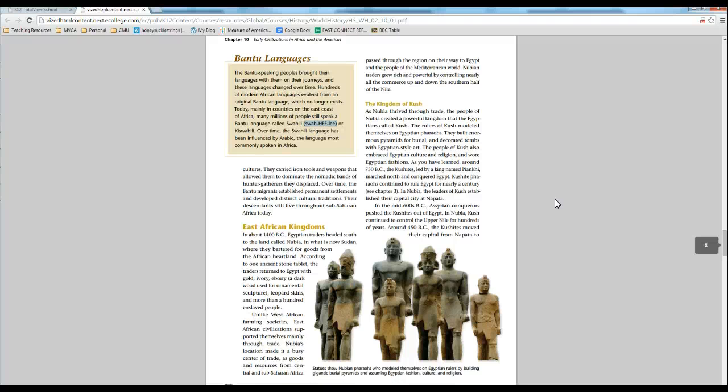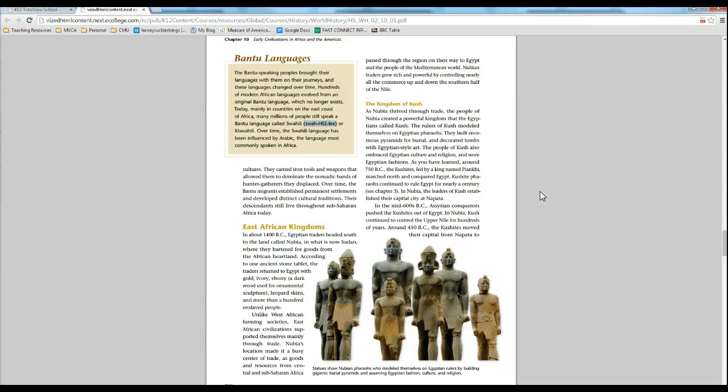The rulers of Kush modeled themselves on Egyptian pharaohs. They built enormous pyramids for burial and decorated tombs with Egyptian-style art. The people of Kush also embraced Egyptian culture and religion and wore Egyptian fashions. As you have learned, around 750 BC, the Kushites, led by a king named Pianki, marched north and conquered Egypt. Kushite pharaohs continued to rule Egypt for nearly a century.